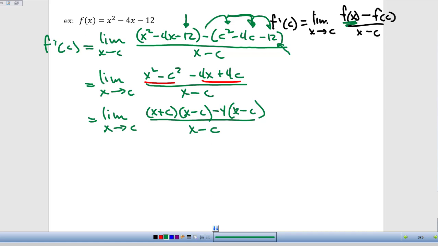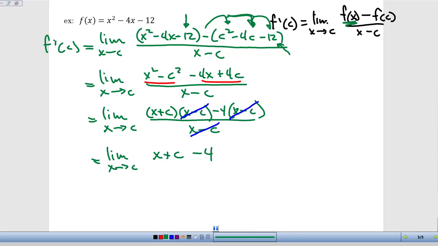So just like we did in the other technique with the h's everywhere, we could cross cancel those away. So too here, I've got x minus c in the denominator, so I can cancel out the x minus c from the first part of the numerator. I can cancel out the x minus c from the second part of the numerator. I have to be able to reduce it everywhere, just like with the h's. And so what does that leave us with? We've got the limit as x approaches c of x plus c is what we have left out of the first part of the numerator, and then minus 4.